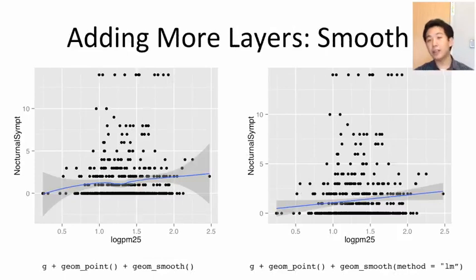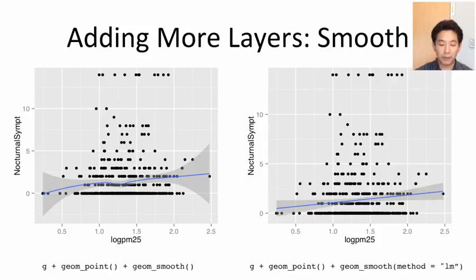Now, another layer that you can add onto your plot is a smoother, and many times you want to do this just so you can get a sense of the overall trend in the data. So you might want to get a general sense of as PM 2.5 increases, do we get more nocturnal symptoms? And so on the left-hand side here, this is the code down here at the bottom that I used. I had my original ggplot object, g, which just had the x and y aesthetics. I added my points to make the scatter plot, and then I added the geom_smooth function, which adds the little smoother, which is the blue line and the gray confidence bands.